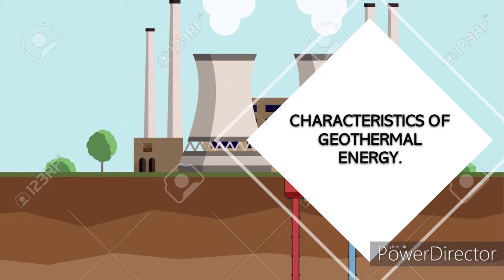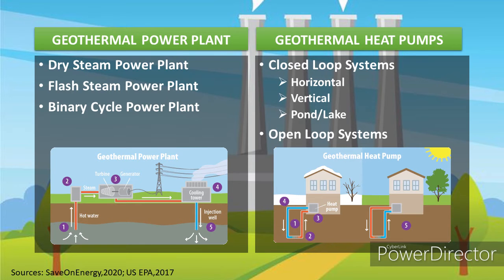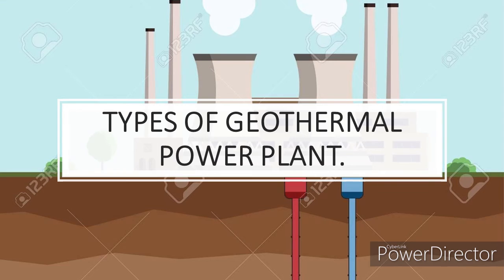Now we will explain the characteristics of geothermal energy. In this part, we will show you the types of geothermal power plants and heat pumps, how they work, and the differences between each of them. There are 3 types of geothermal power plants: dry steam, flash steam, and binary cycle power plants. Meanwhile, in geothermal heat pumps, there are 4 types of pumps: 3 closed-loop systems, horizontal, vertical, and pond or lake, and 1 open-loop system.